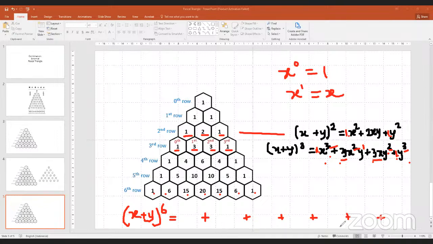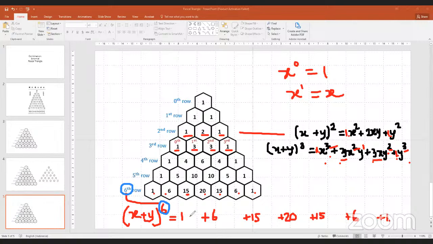One, two, three, 4, 5, 6, 7. Okay. Then you put 1 here. 6, 15. So that is this 6, is that 6. The same as B6. That's the same as that 6th row. Okay. 15 and then 20. 15, 15. 6. Then 1.